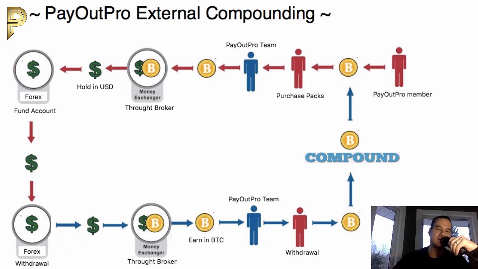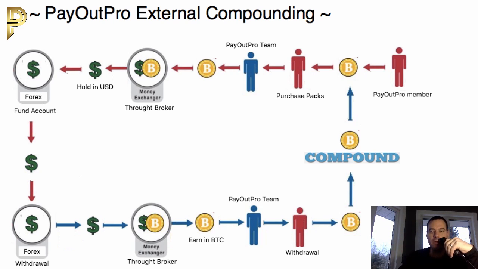It's an external compounding system. What that means is there's no repurchasing inside the system. Why do you not want to repurchase inside a system, guys? Because eventually over time, if you're constantly repurchasing inside the system and you're not adding funds to the system, you're just repurchasing through the system, then your account builds from just numbers and not actual funds.